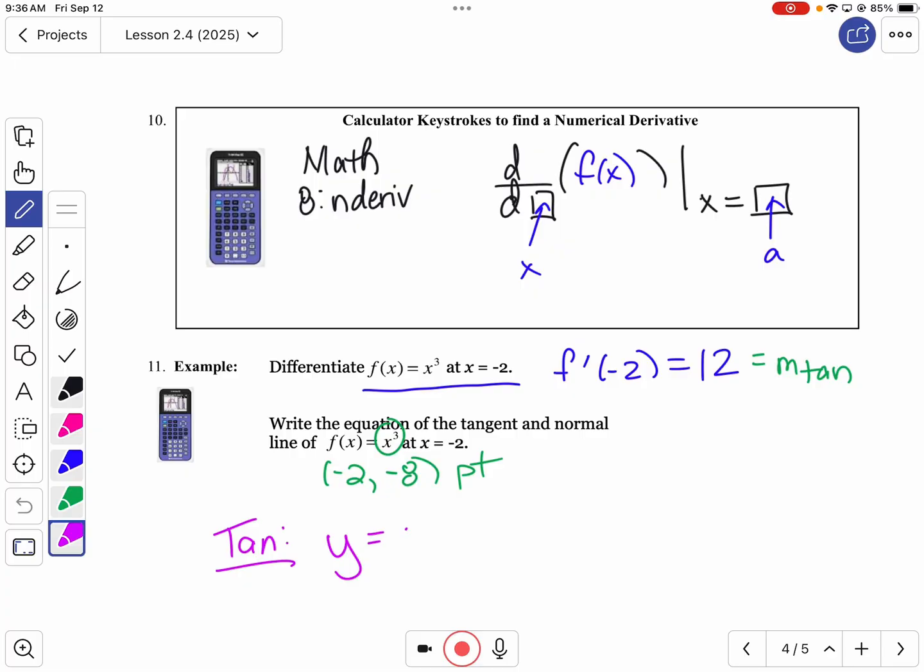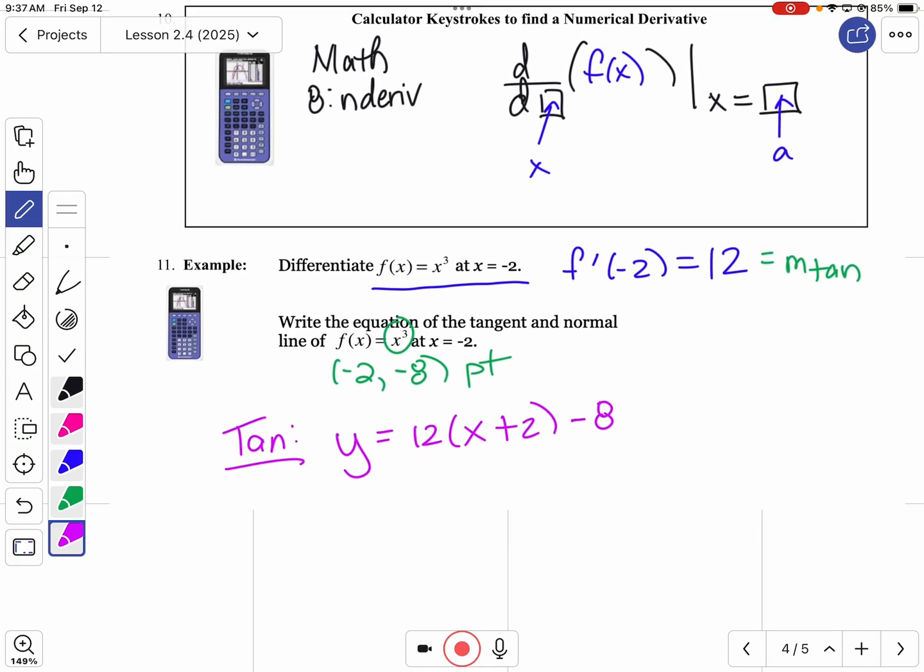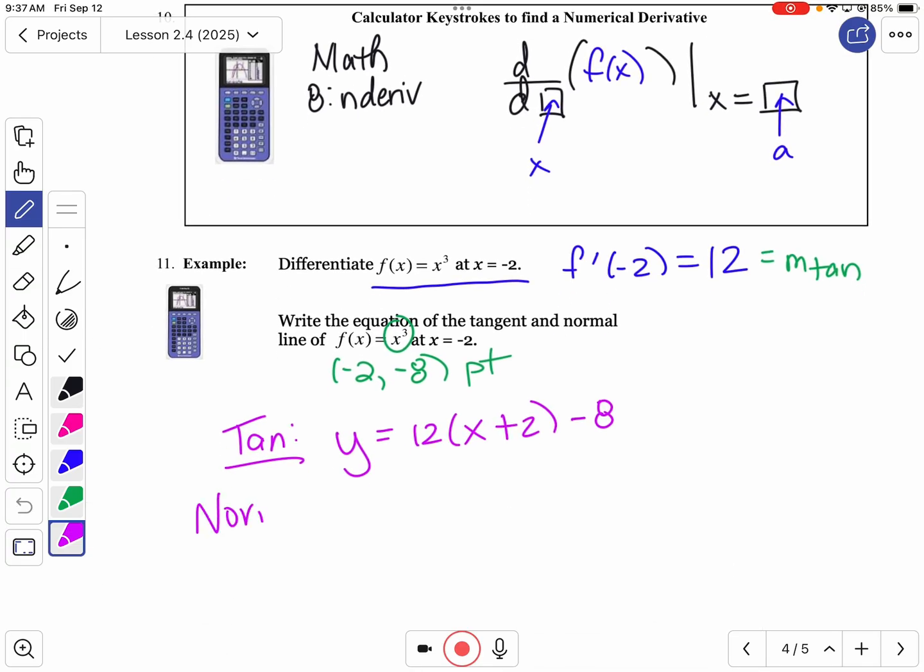And so now I can write my tangent equation. Y equals my slope, times x opposite x, same y. How does it change for my normal? What did we say a normal was? It's perpendicular, so the slope is the opposite reciprocal. The only thing that changes is my slope, because it becomes -1/12, times x plus 2, and -8. So what do you think about that?